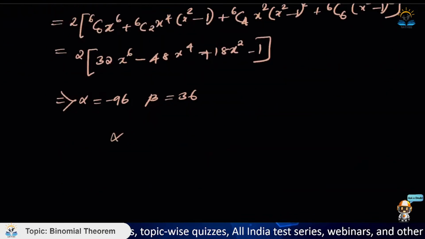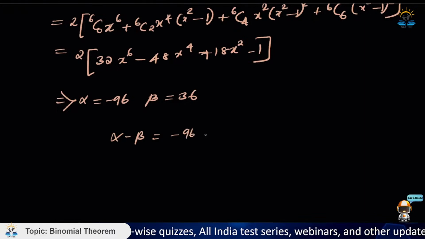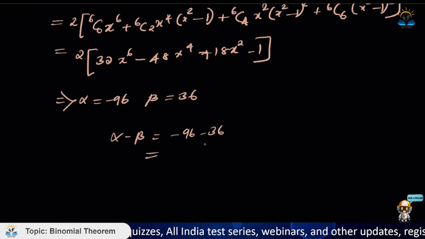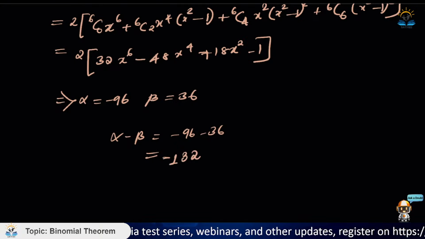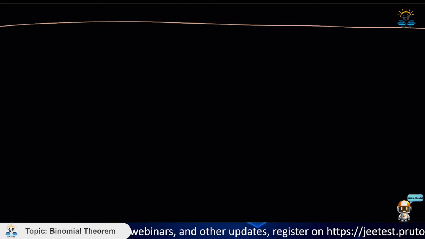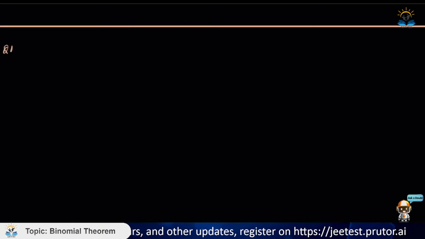So now alpha − beta is equal to −96 − 36, that will be equal to how much, that is −132. Alpha − beta is equal to −132, it comes here. So then we will have to know about question number 3.